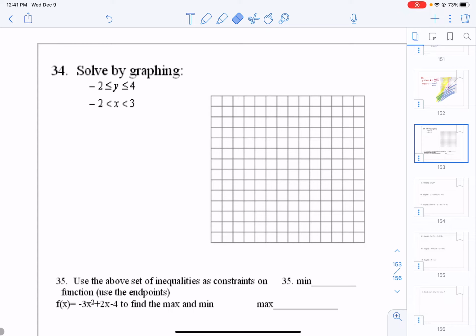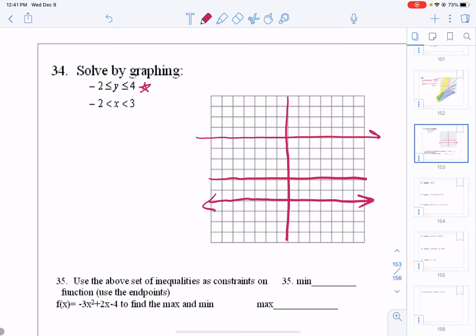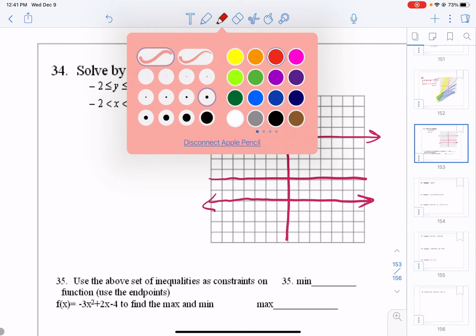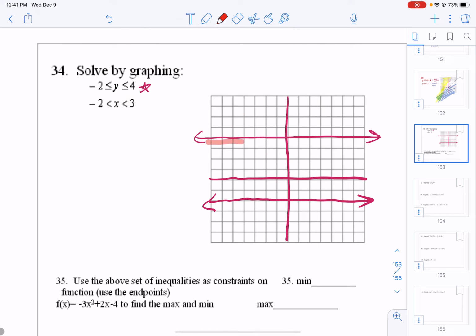34's the starting graphs here. Those are horizontal lines. Both solid because they are equal to. You have a solid line at -2 and a solid line at +4. And technically, we would shade everything in between them.